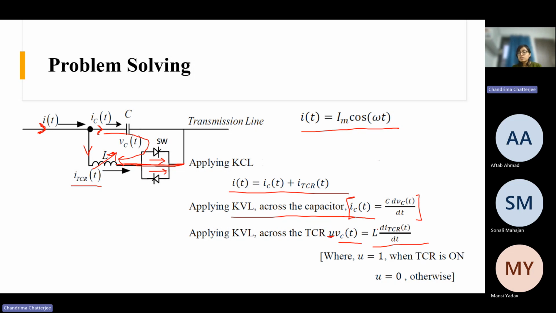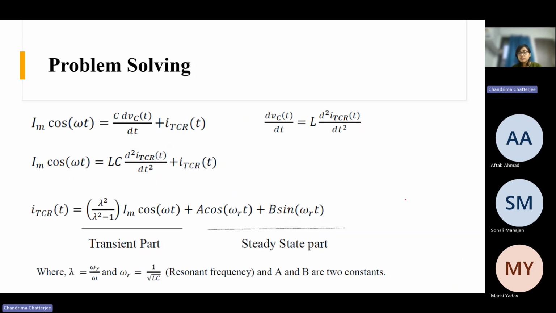Now you have the expression of VC. If you replace this L di by dt here, you will get this portion, right? So dVc by dt is equal to L d square ITCR by dt square. Till this point you understood, right? So we just replaced the expressions.